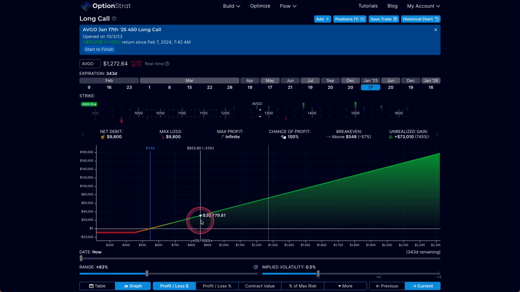So that's a perfect example of how I'm okay with theta decay, because now I'm controlling essentially 100 shares of Avgo that I would have had to spend $45,000 for instead of the $9,800. And if I spent the $45,000, my return would be a little under 100%, whereas in this particular scenario, I'm at a 700% return. So significantly, obviously, better return, but I had to be okay with that theta decay at the start.